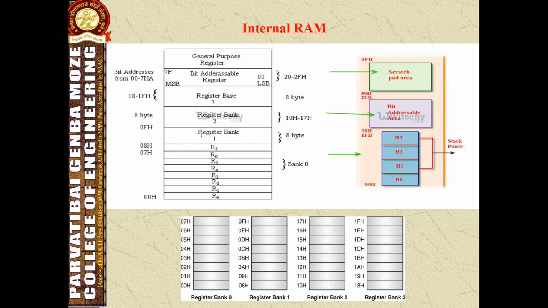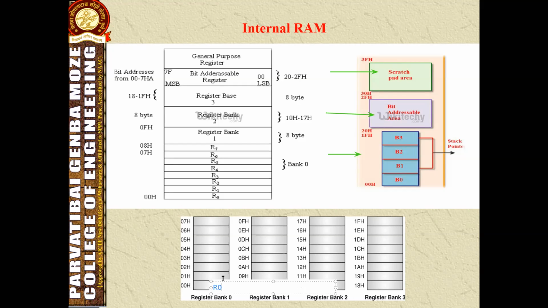So first we see how the register banks are organized in memory. There are a total of 4 register banks of 8 bytes each, numbered from 0 to 3, in the 128 byte RAM of the 8051. Each bank is made up of 8 registers named R0 to R7.